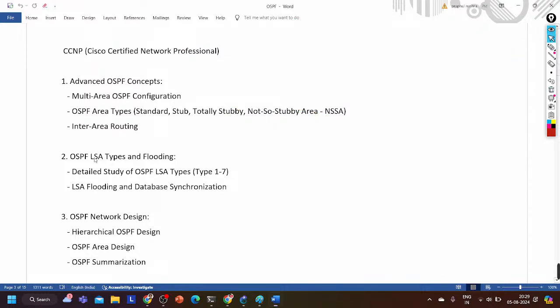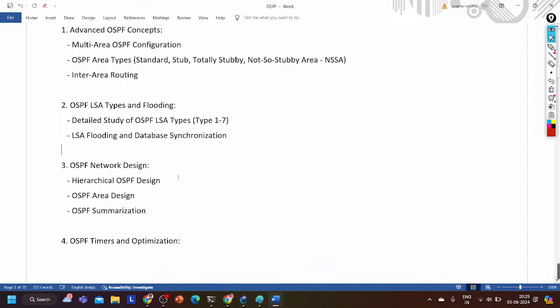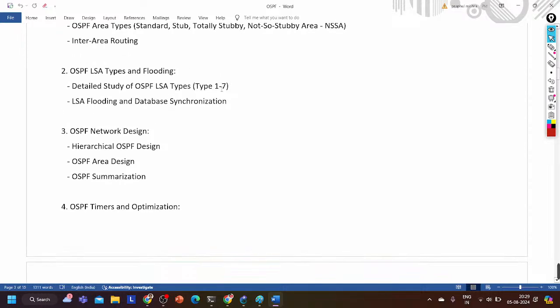Then OSPF LSA types. We have multiple types of LSAs in OSPF. These are nothing but kinds of messages in OSPF, okay? So these are again advanced concepts and you need to learn them. We actually have 7 types of LSAs here, right? So we'll discuss all LSAs.